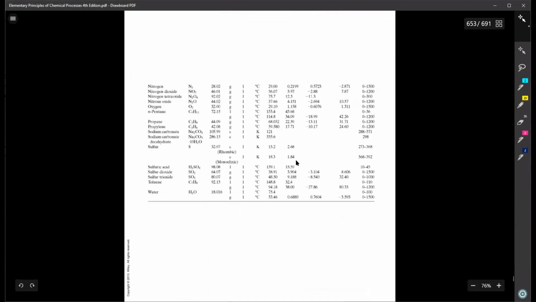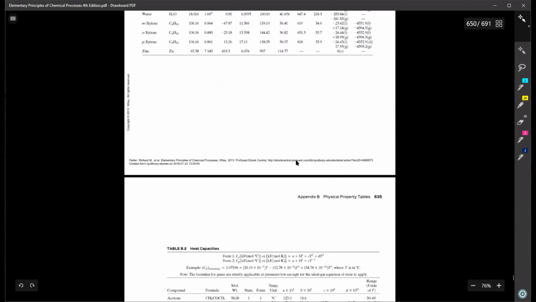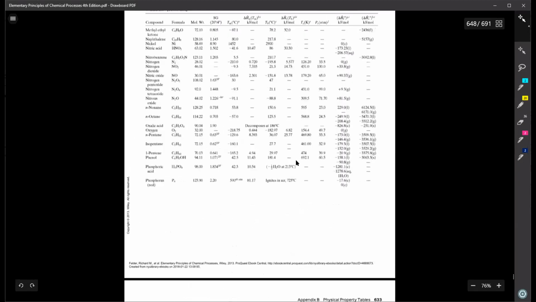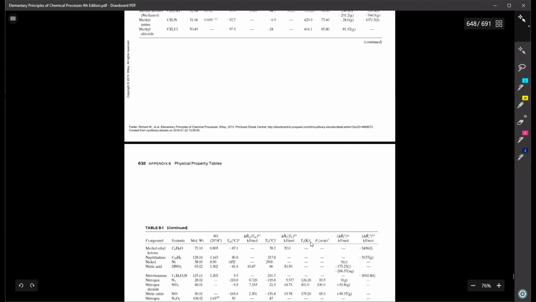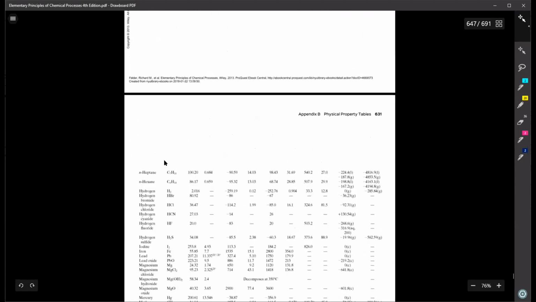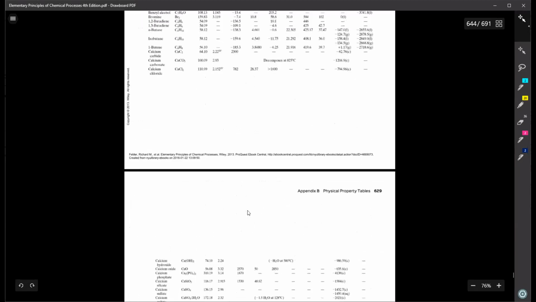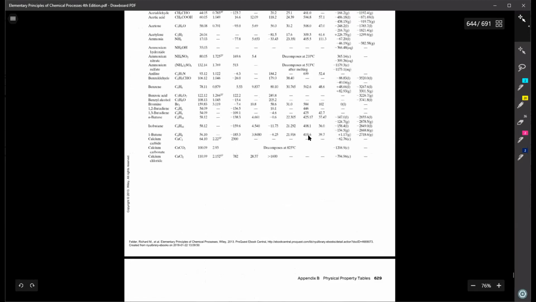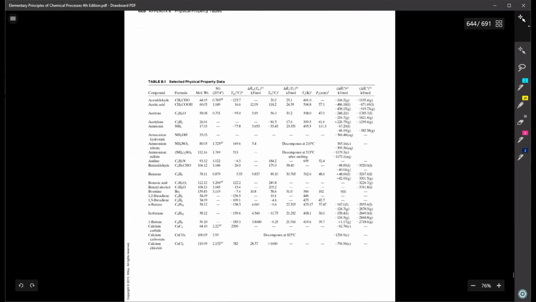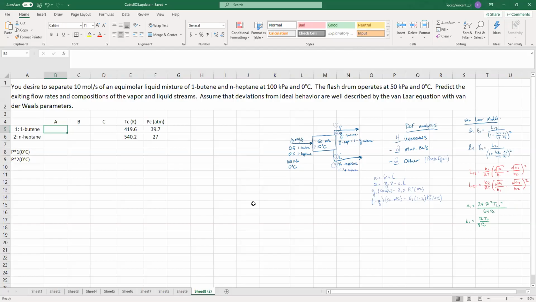If you're curious about what table I was looking at to get the other values, that's in table B1. So in table B1, you've got the critical temperature and critical pressure for many compounds. And heptane is right there, 540.2 Kelvin, 27 atmospheres. And 1-butene was 419.6 and 39.7. Okay, interestingly, NIST struck out too.